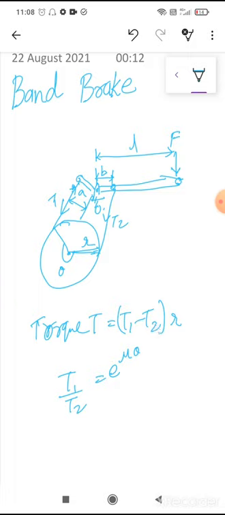On the assumption that the band is on the point of slipping on the drum, the effectiveness of the force F depends upon the direction of rotation of the drum, the ratio of lengths A and B, and the direction of the applied force, that is, where this force is applied.